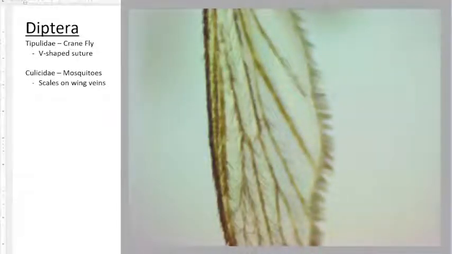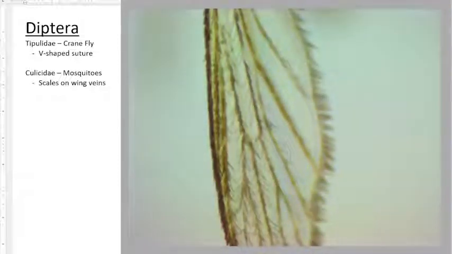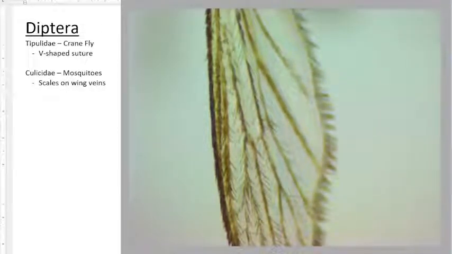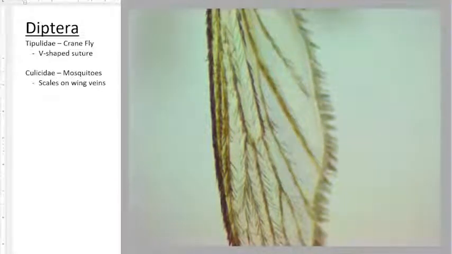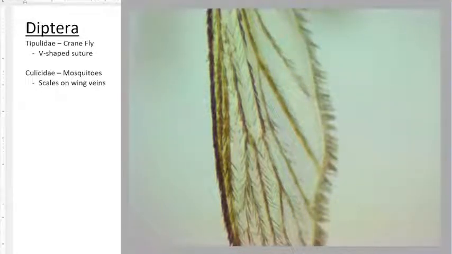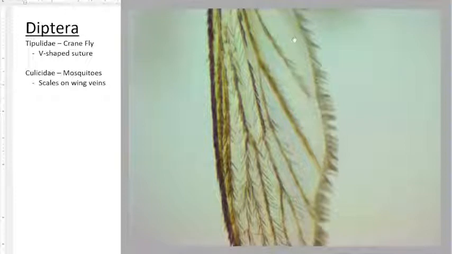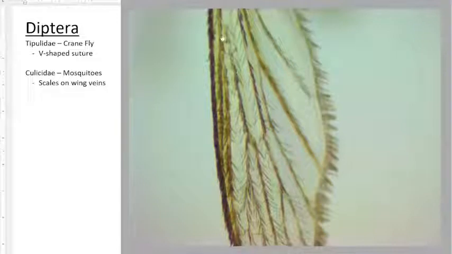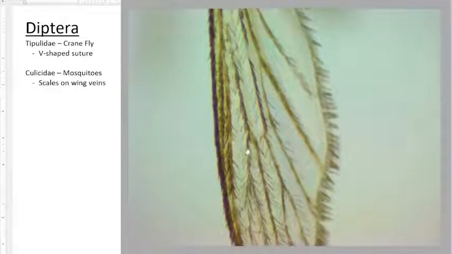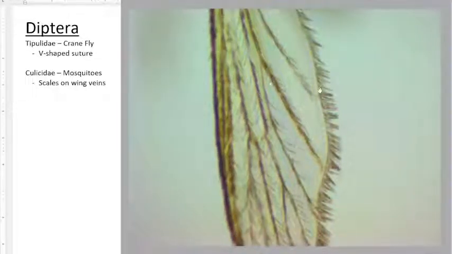All right, so what we are looking at here is the wing of a mosquito. And this wing is characteristic of all mosquitoes. There are not any other families of Diptera, any other types of flies, that have all of these long scales or long hairs that run along the veins of the wings. So you can see their wings are kind of furry or fuzzy, but only along the veins of the wings and then along the edges.